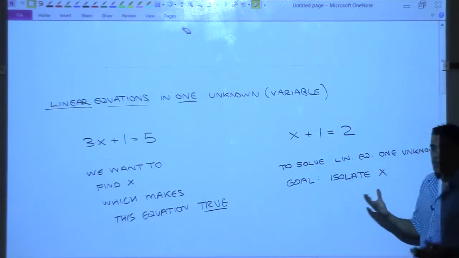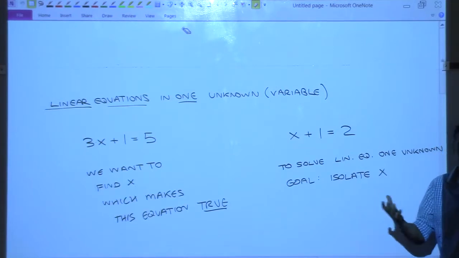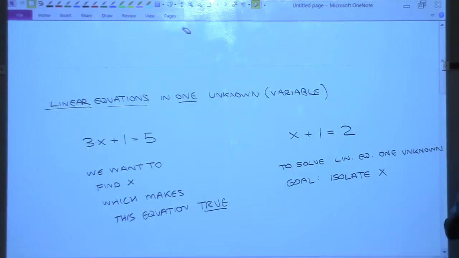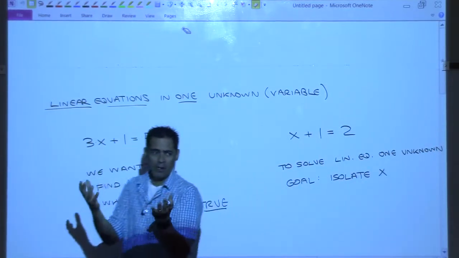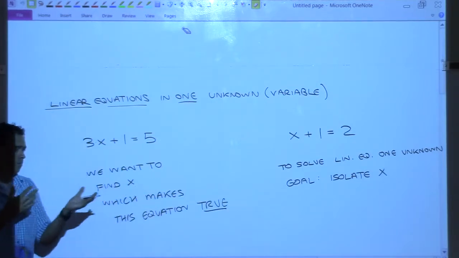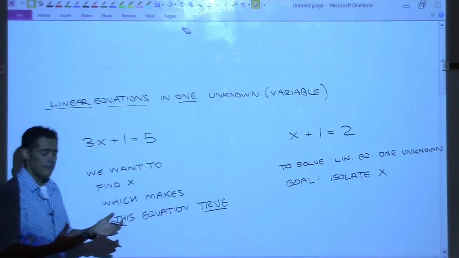Now, what are the things you're allowed to do to get to this? To isolate x, what things are legal in our algebra? When you have an equation, what are the things you've been told you can do with an equation? You can subtract something on both sides. You can add something on both sides. You can multiply both sides by something, and you can divide both sides by something, right? Those are the rules.